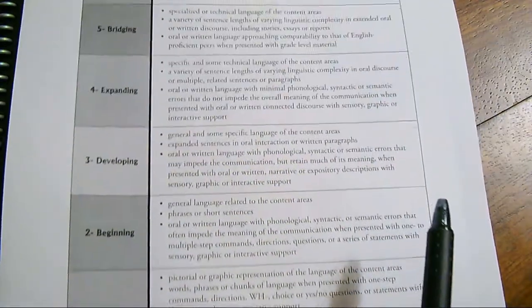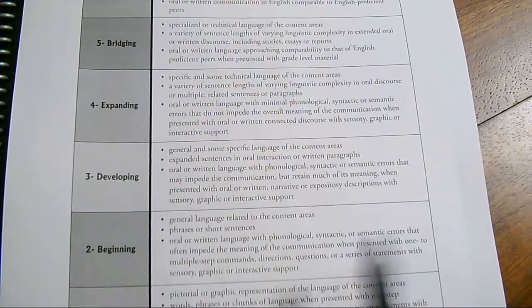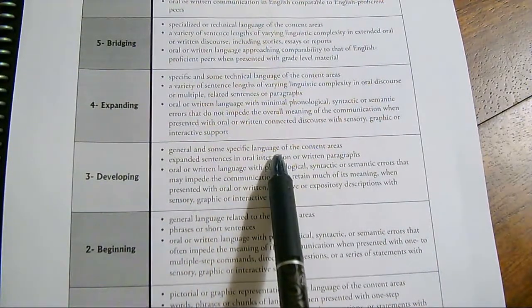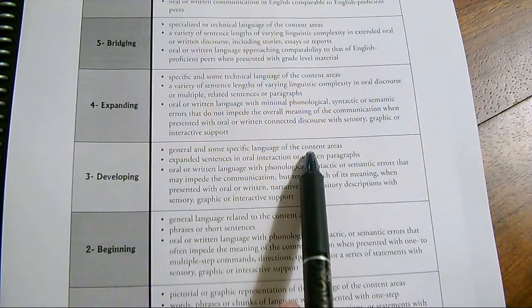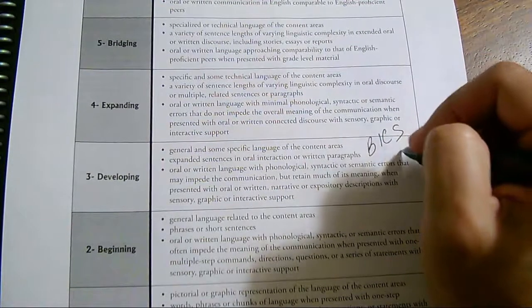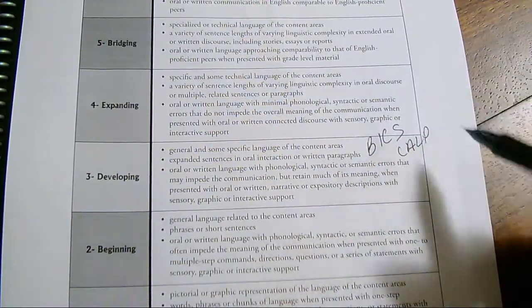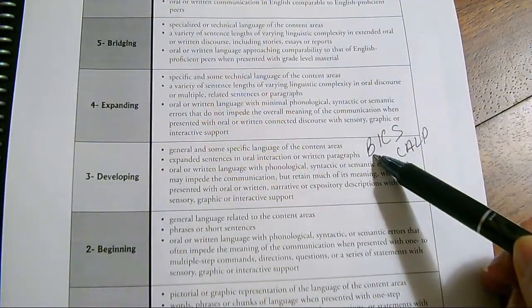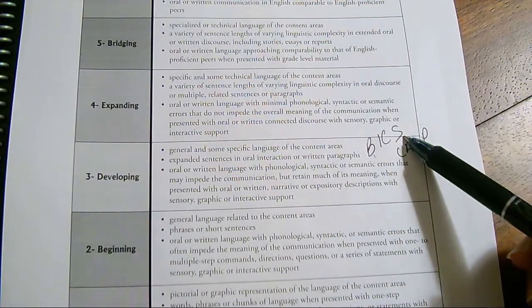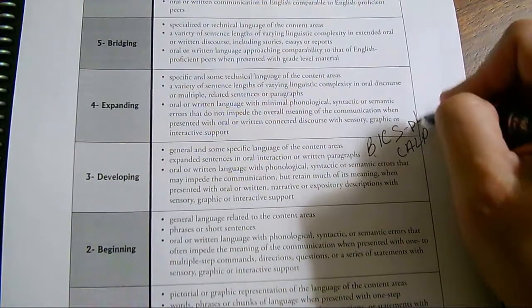Then when we hit level 3, we're starting to see a little leveling out with the language. We have now general and some specific language in the content area. And if you're familiar with the BICS and CALP, which we will talk about soon, go ahead and write this down if you can. BICS are basic interpersonal communication skills.